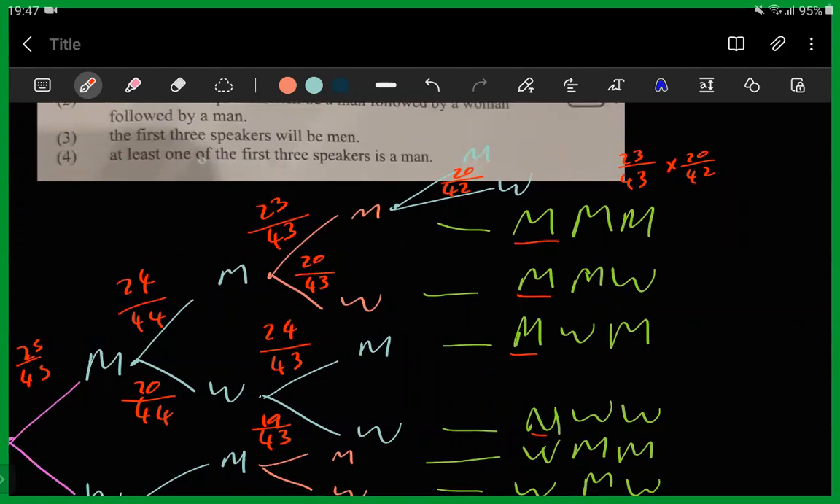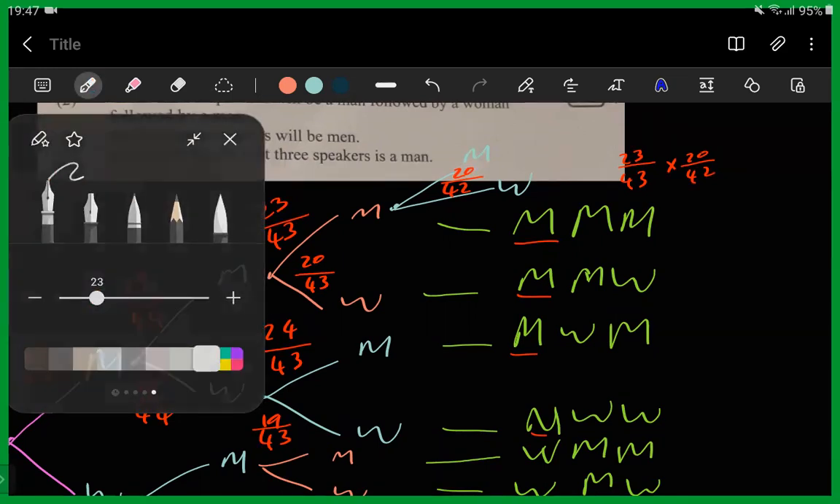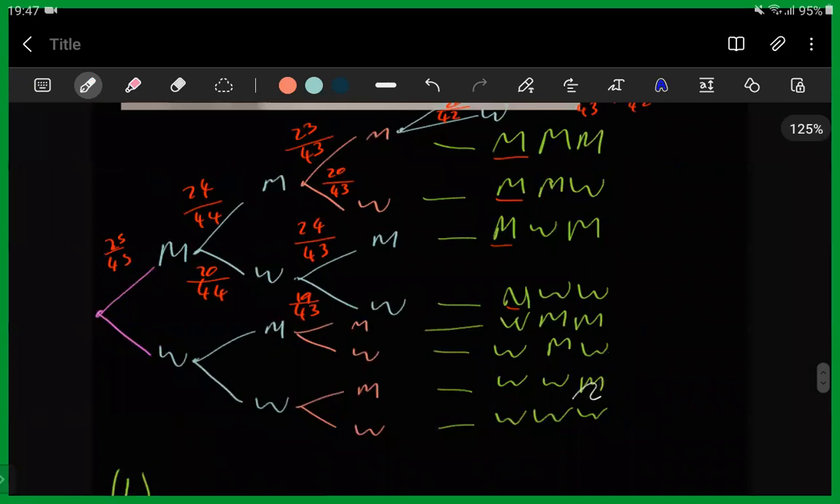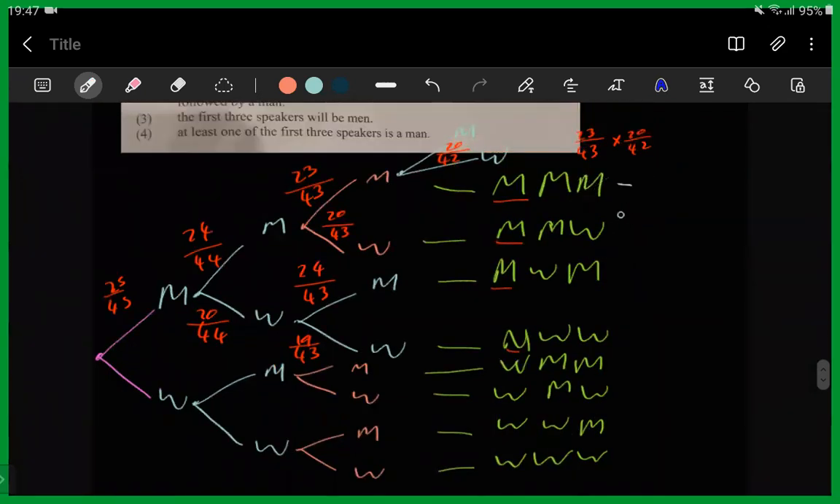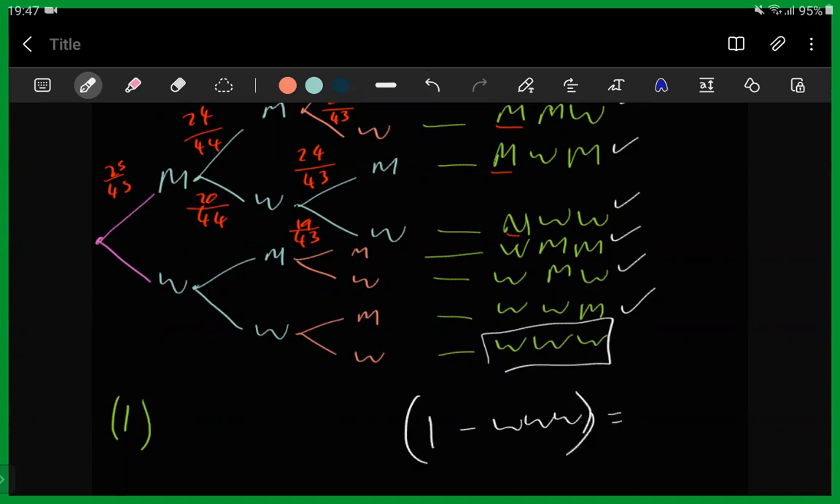And then at least one of the first three speakers is a man. So at least one of the first three speakers being a man means it's all these probabilities here: 1, 2, 3, 4, 5, 6, 7, because all of them have at least a man in there. So you can just work out this probability and then remove it from 1, because it's easier that way. You see? Yeah, I see it. So that's that for these two types.